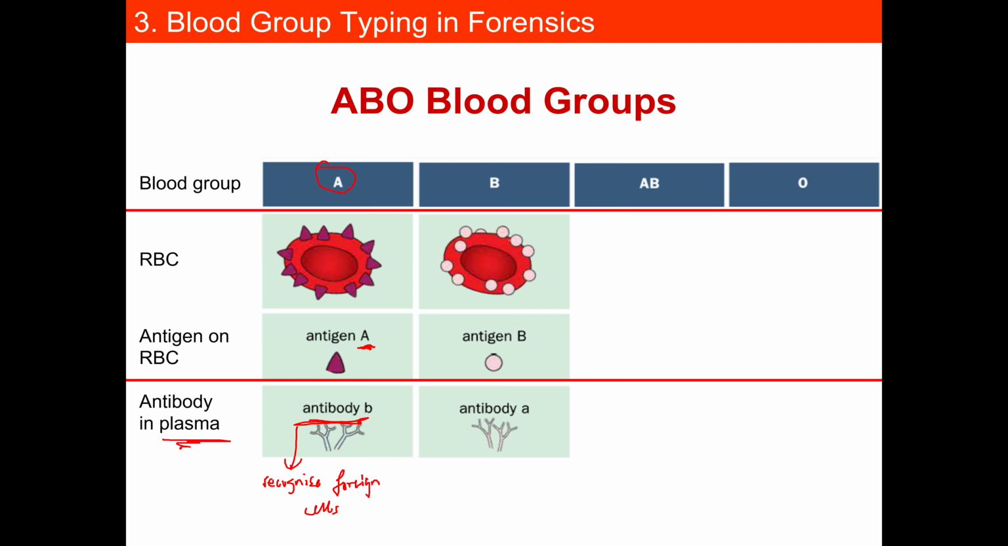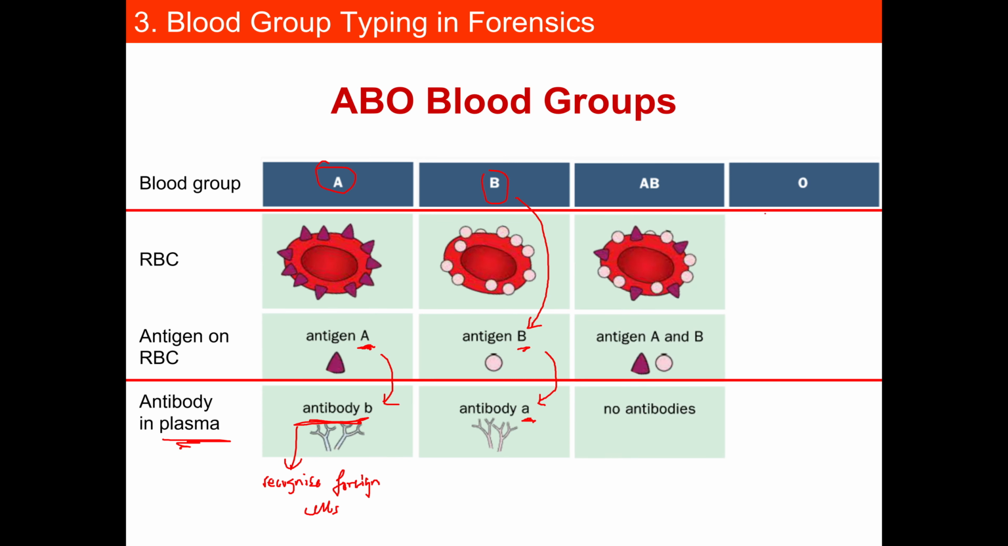So let's take a look at blood group B instead. For blood group B, we do see antigen B on the red blood cell surface, and then we have antibody a. So now you can see there's a trend here. For you to be classified as a specific blood group, A or B, it depends on the antigen, and whatever blood group you are, you will have the opposite for the antibody. So if I have antigen B, I'm going to have antibody a. And for blood group A, I have antigen A, I'm going to have antibody b. So this should be straightforward enough.